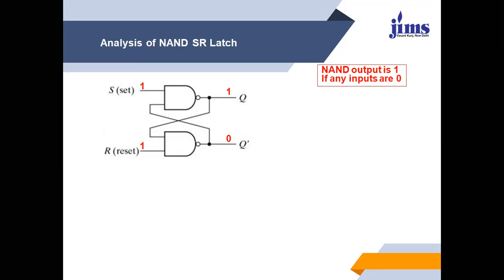So what happens? We have to start with 0. So 0 comes from here. This 0 goes here. Whenever any input is 0, output is 1. For the NAND gate, whenever the input is 1, 1, output is 0.